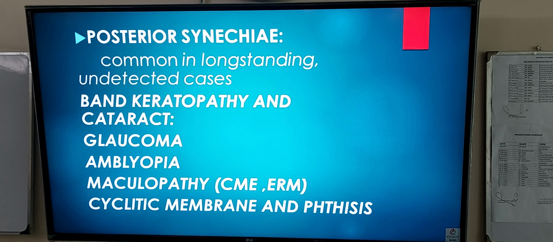Posterior synechiae are common in long-standing and undetected cases. Band keratopathy, cataract, secondary glaucoma, and myopia may occur because of cataract formation and synechiae formation, along with maculopathy like cystoid macular edema, epiretinal membrane, cyclitic membrane, and phthisis. These are the complications or consequences of juvenile idiopathic arthritis.